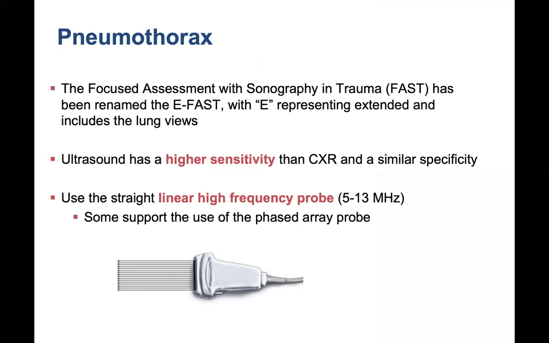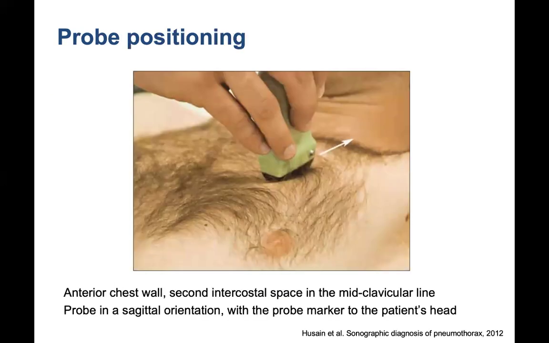I don't need that depth because I'm just focusing in on that visceral and parietal pleura when I'm diagnosing a pneumothorax. Probe positioning, again, is going to be that upper blue point. This is a zoomed in picture, so it's hard to see, but this is the patient's chin. There's the nipple. So we're here, again, anterior chest wall, second intercostal space, mid-clavicular line, or maybe even a little medial, closer to the sternum. Sagittal orientation with the probe marker towards the patient's head.